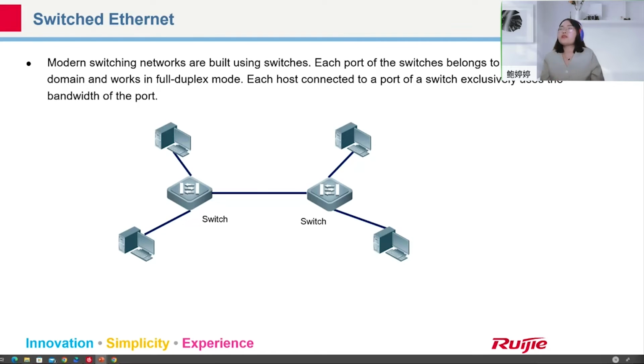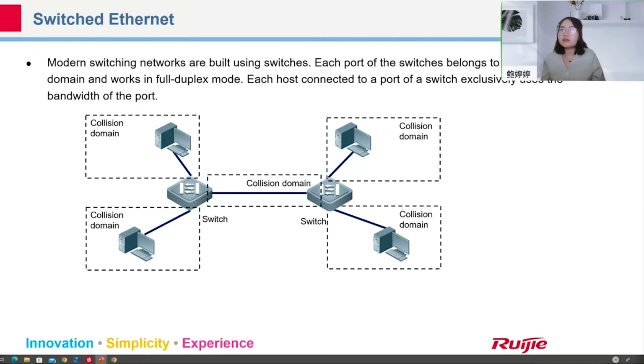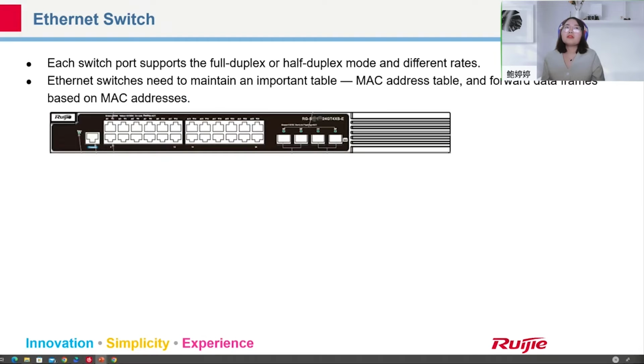Then the switch forwards the traffic according to a table. This table is called the MAC address table. So this is the advantage of the switch: we can divide different interfaces into different collision domains, but a hub cannot. Also, a hub may have lots of interfaces to connect with each other, like a star topology, but the principle is like a bus. So this is the switch.